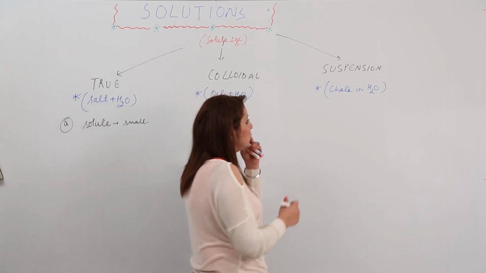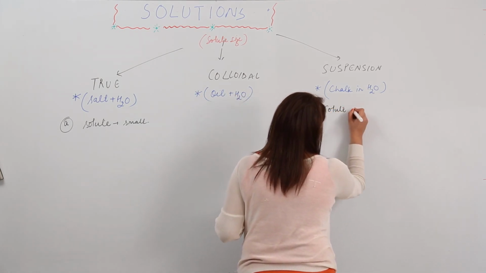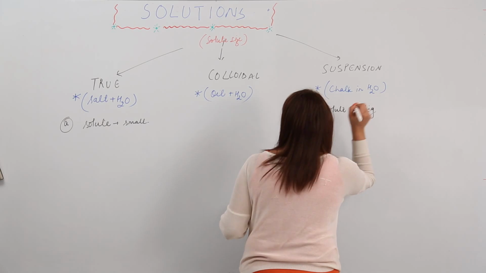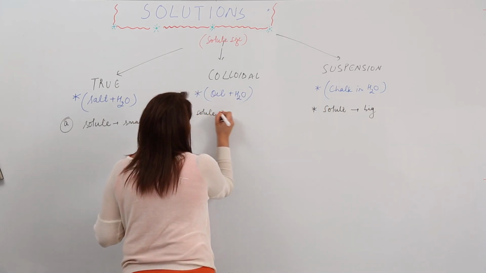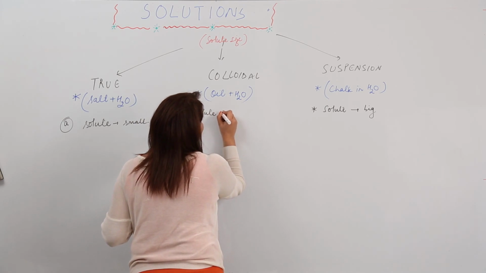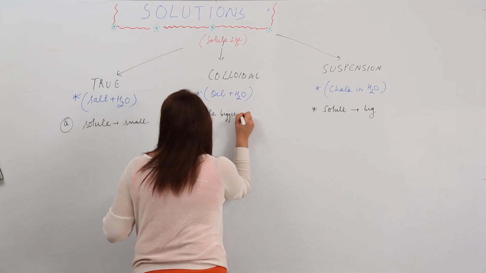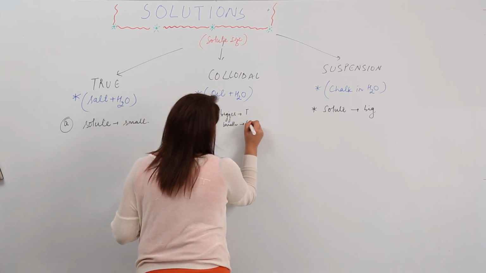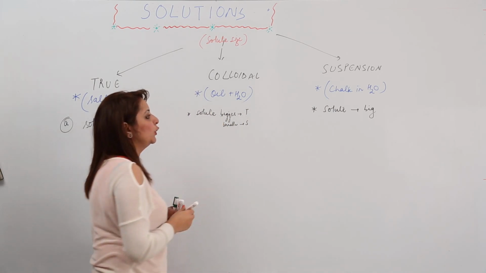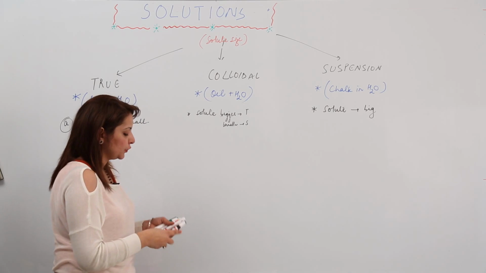The suspension ones are those in which the solute size is too big. And in the colloidal one, the solute size is bigger than the true one, but it is smaller than the suspension, right? So that means the solute size is intermediate between the true solution and the suspension, right?